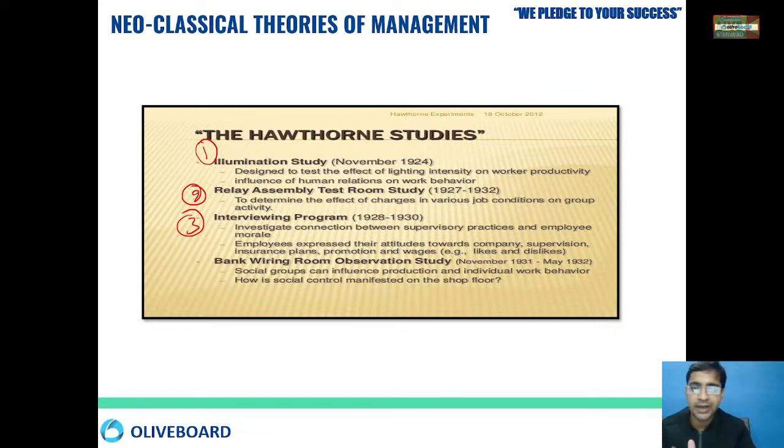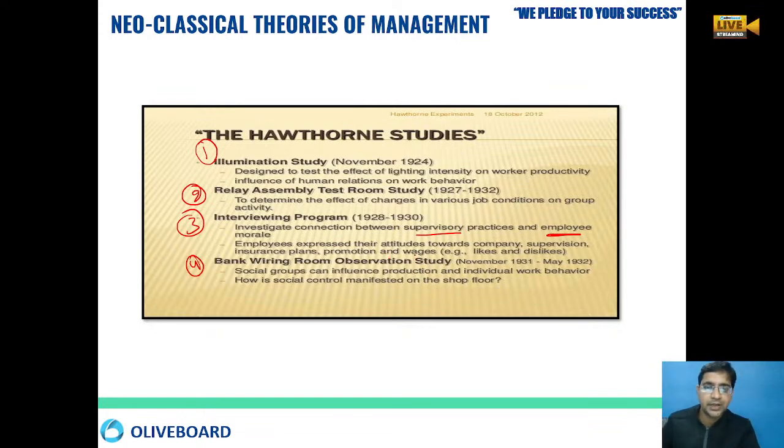Interviewing means here we are looking at the supervisory practice and the employee. Between the supervisor and the employee, we are doing various types of investigation, checking the employee morale with respect to their supervisor, whether because of the supervisor their morale is going down or going up. What are the employee attitudes towards the company, why does the employee think of the supervisor in a certain way, whether the company is giving any insurance plan, what is the role of promotion, what is the role of wages. Then the fourth Hawthorne study was the bank wiring room.